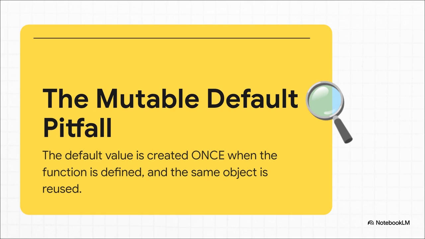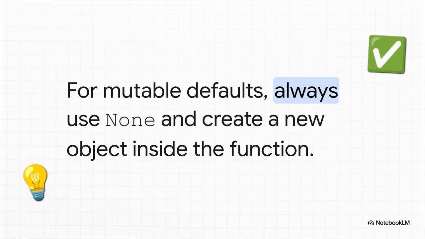Nope, it's created once, when Python first reads the def statement and defines the function. From that moment on, every single call to add item that doesn't provide its own basket is using and changing that exact same list in memory. So, how in the world do you avoid this trap?